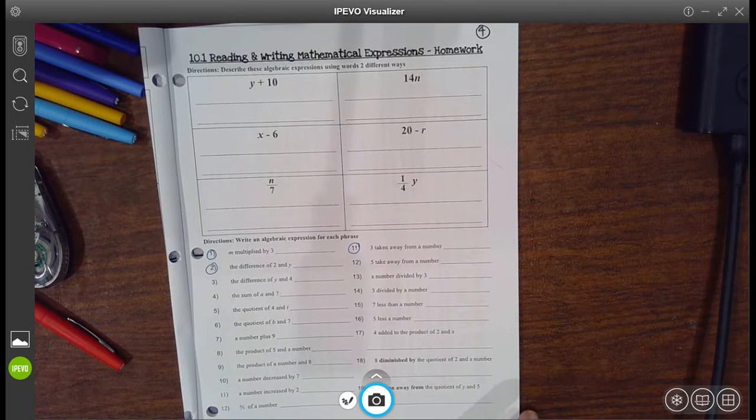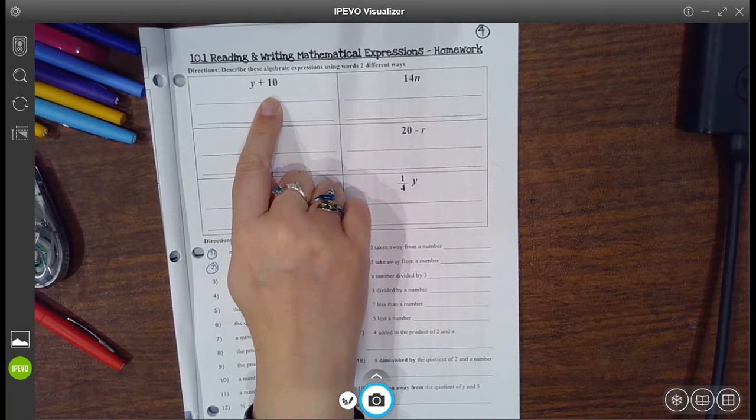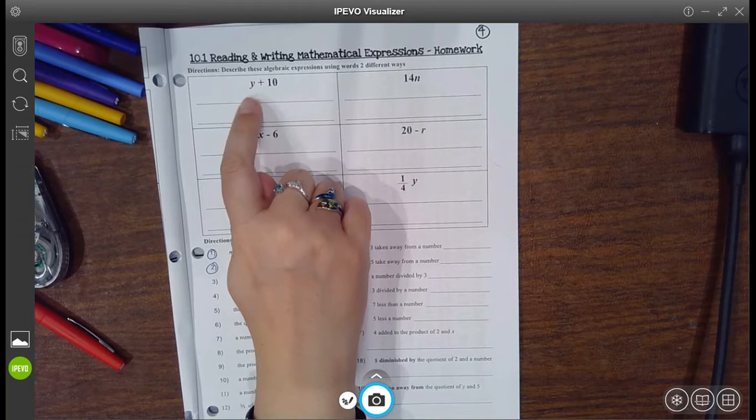Today I'm going to help you get started on your reading and writing mathematical or algebraic expressions. When you see a numerical expression or an algebraic expression, the difference is that an algebraic expression has a variable with it. A numerical expression only has numbers with it.